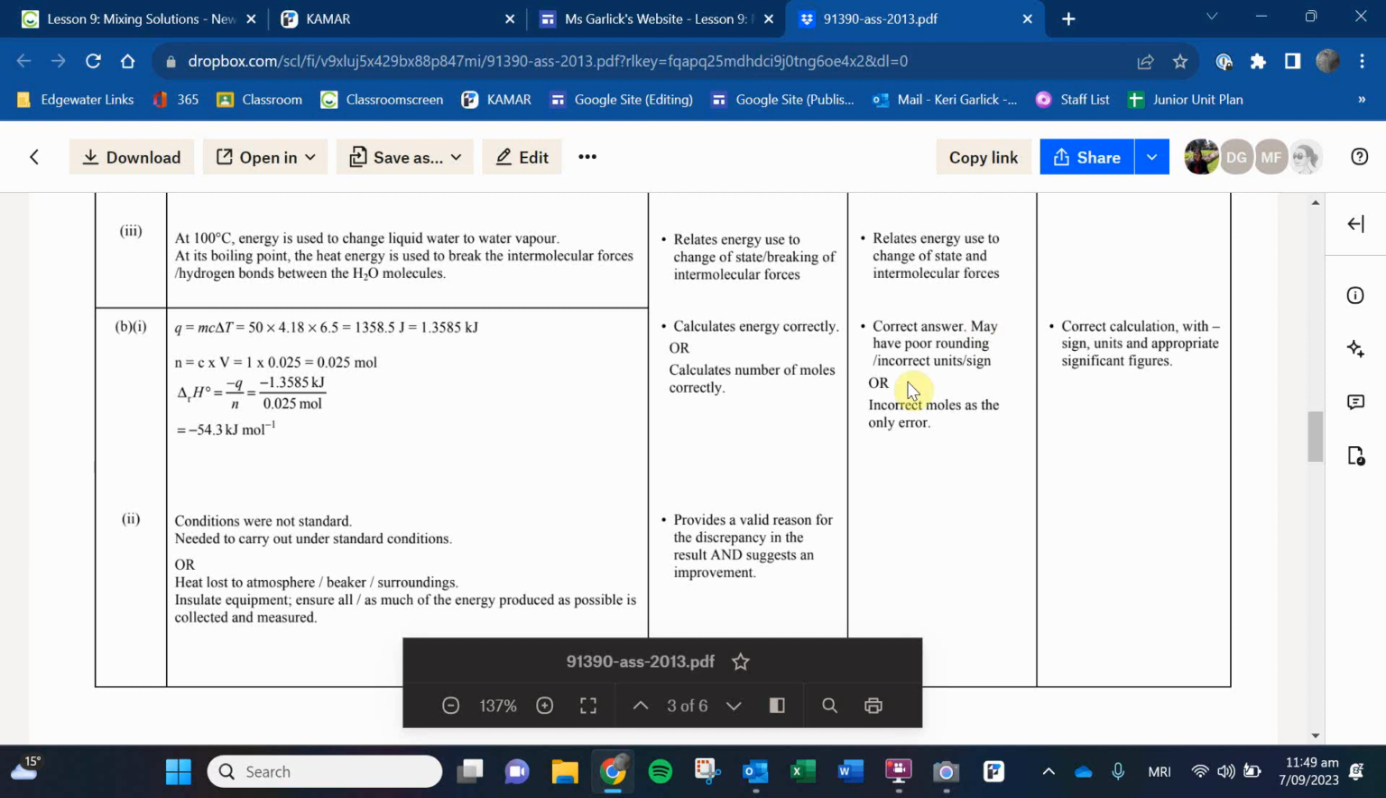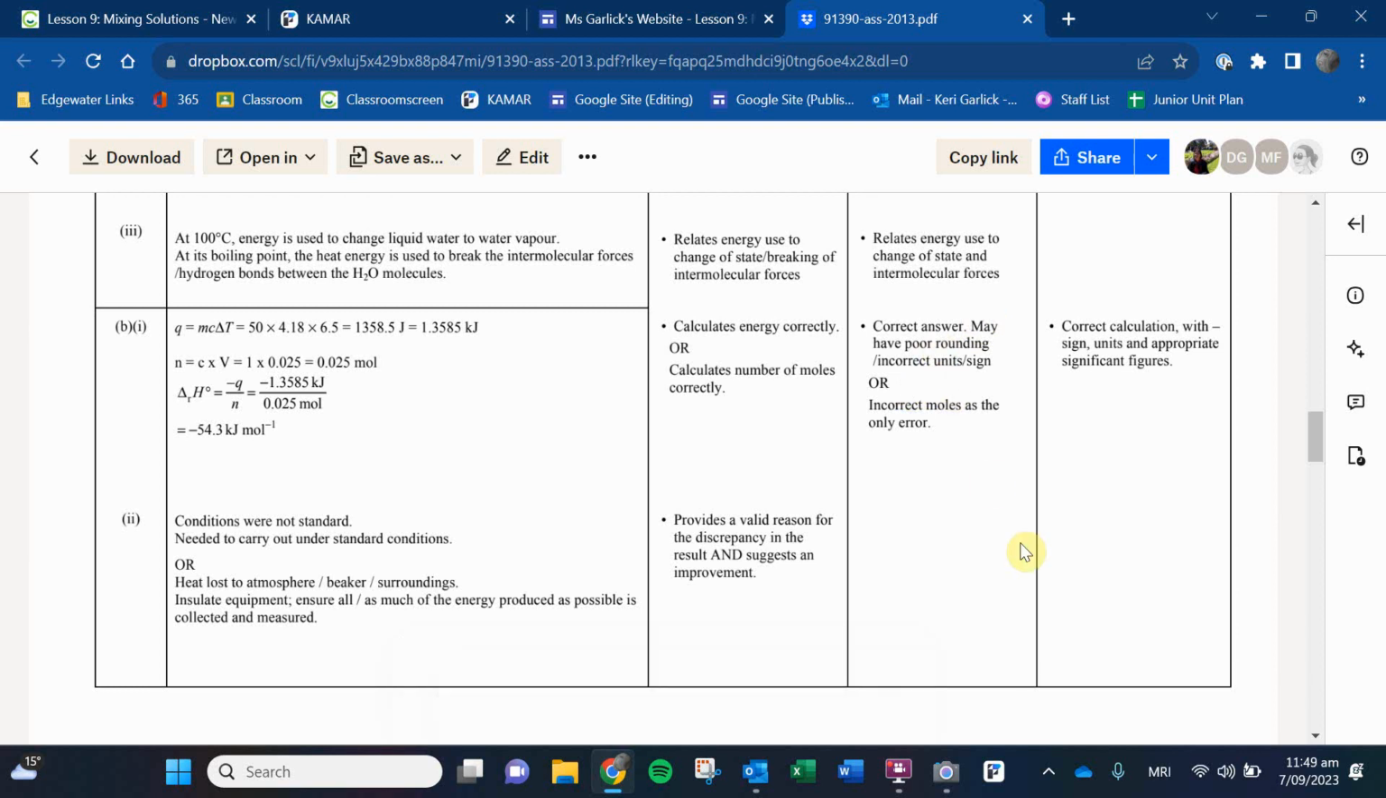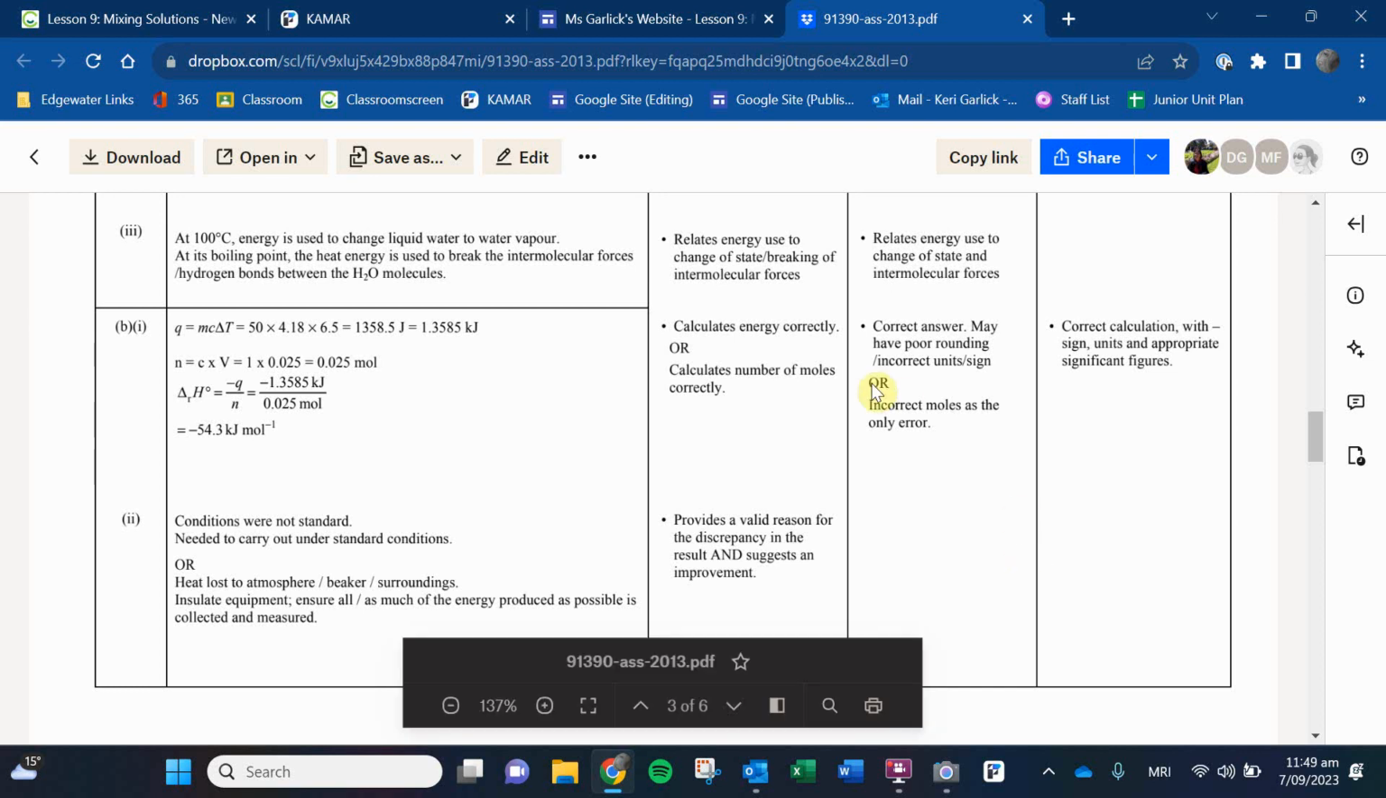Merit was the correct answer, but you made some error somewhere. So you made a mistake with the moles, or you rounded it wrong, or you didn't put your units down, or you have the sign wrong. It's just like a mistake. That is a small mistake for the merit.